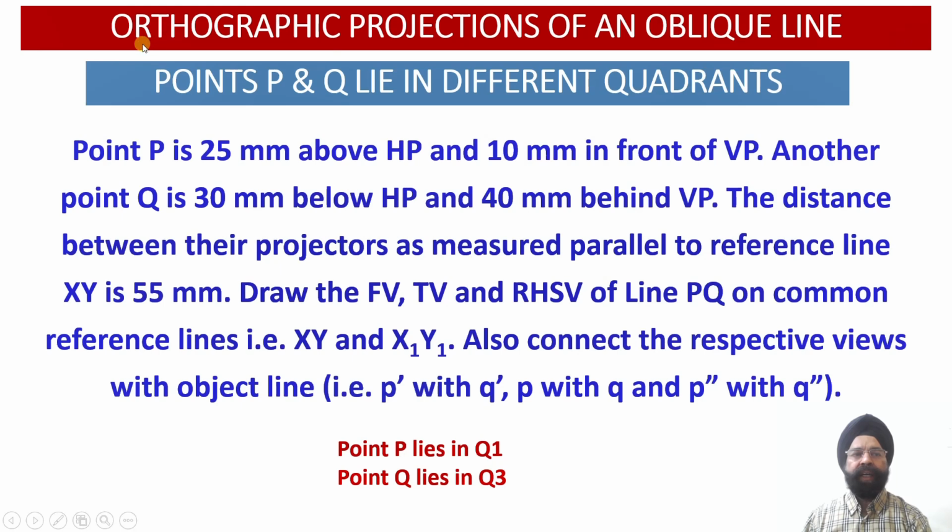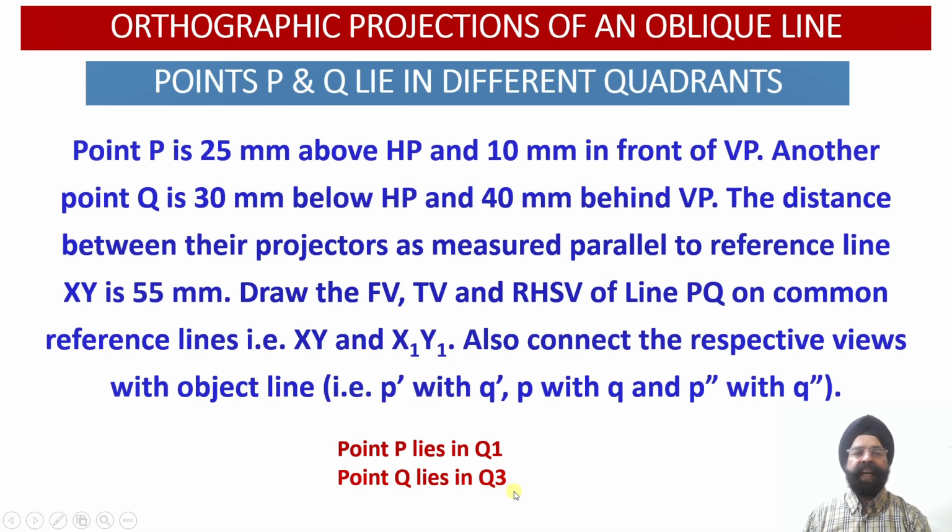So here we are required to evaluate the orthographic projections of an oblique line PQ, and in this particular case we have witnessed that points P and Q lie in different quadrants. So we are required to obtain the front view projections, the top view projections and the right hand side view projections of this line PQ when point P lies in quadrant number 1 and point Q lies in quadrant number 3.